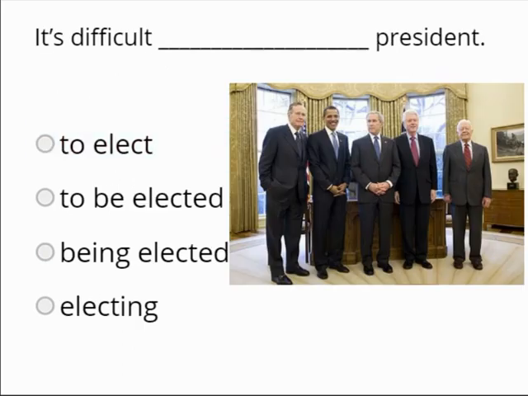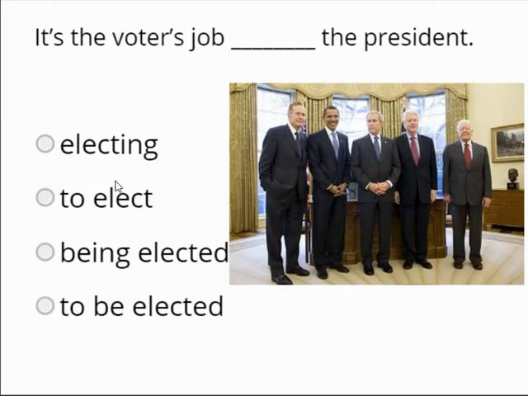It's difficult to be elected president. So after difficult, we use the infinitive, and you don't elect yourself, the voters elect you. So to be elected. It's the voters' job to elect the president. That's their job, they're doing the action.